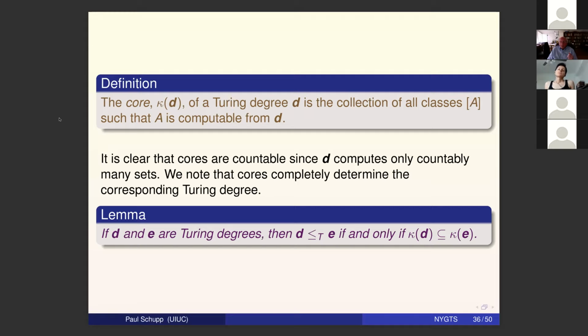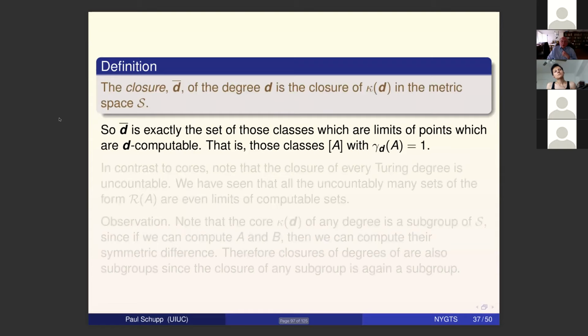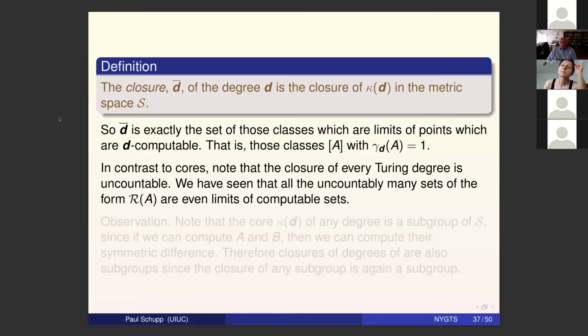So now, of course, what we want to consider is the closure, D bar of D, which is the closure of the core of D in the metric space S. So exactly, this is the set of points, which are classes, which are limits of points which are D-computable, or those with just computability, the class A with gamma sub D of A equals 1. Now, in contrast to coarse, of course, the closure of everything is uncountable. In fact, we've seen that the arbitrary sets R of A are even limits of computable sets. So they're all in the closure of every degree.